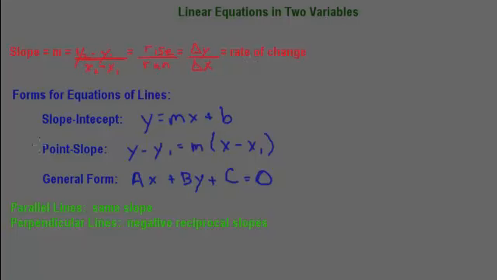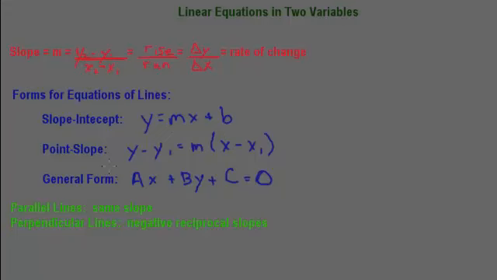Now, there are 3 different ways that we're going to describe our lines and 3 different forms that you'll need to have handy. Number 1 is the slope-intercept form. That's one of my very favorite forms, y equals mx plus b. My favorite form is this because you can read off the slope, that would be m, and you can read off the y-intercept, that is b.